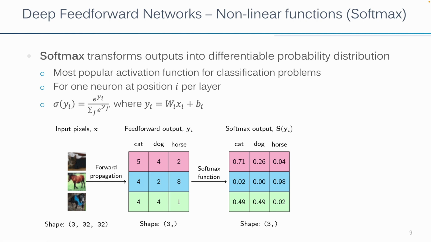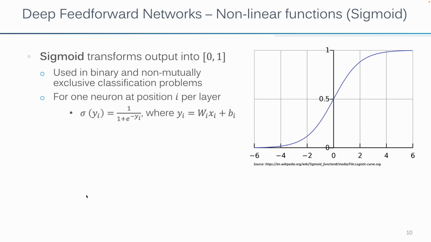If you have a problem that is binary in nature or non-mutually exclusive, meaning that, for example, we don't have cat, dog, horse, but we have cat, small cat, and white cat, so it can be all of them. It can also be none of them. That's where the sigmoid function comes in. And the sigmoid transforms any neuron into 0 to 1.